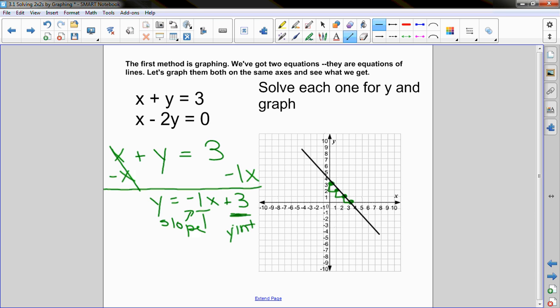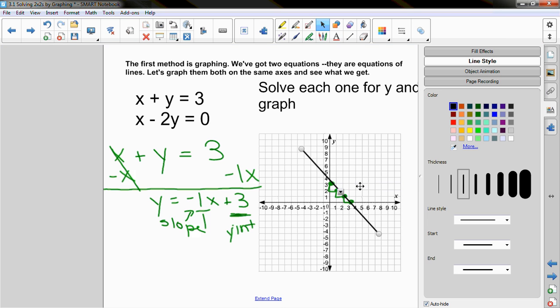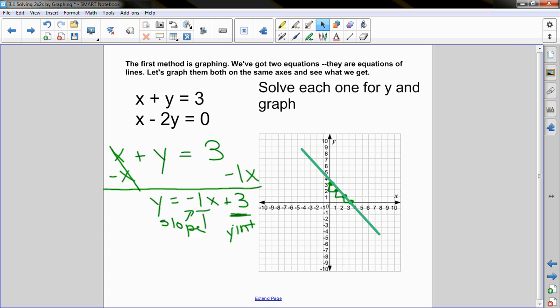So I'm going to go back in and make him green. Let me make him green. I might make him a little thicker too. Let's make him a little thicker, and I'll make this guy green. Oh, don't forget your arrows. I'll just draw them on.